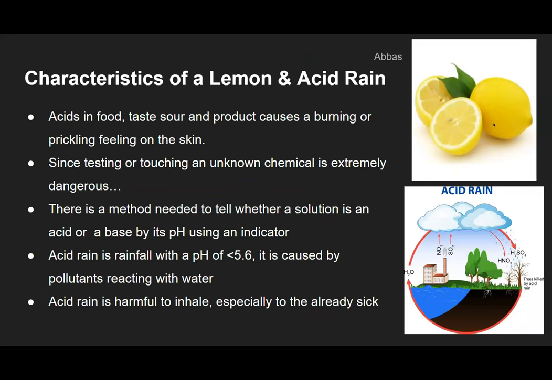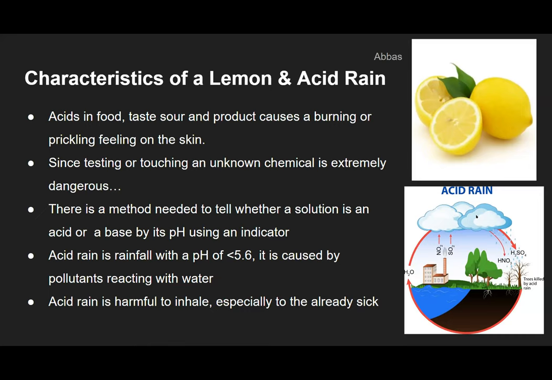So here we have the characteristics of acid, the characteristics of lemon and acid rain. The acid in food usually tastes sour, and it can cause a burning of the skin, hurting human skin. Tasting is dangerous for checking an unknown chemical. To check whether something is an acid or base, there is a method to tell by the pH using an indicator. Acid rain is rainfall with a pH of less than 5.6.